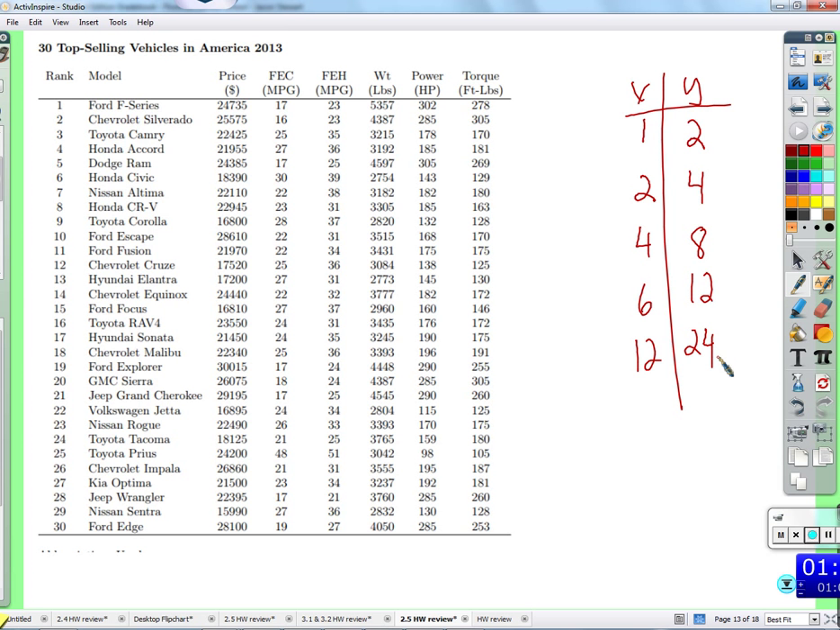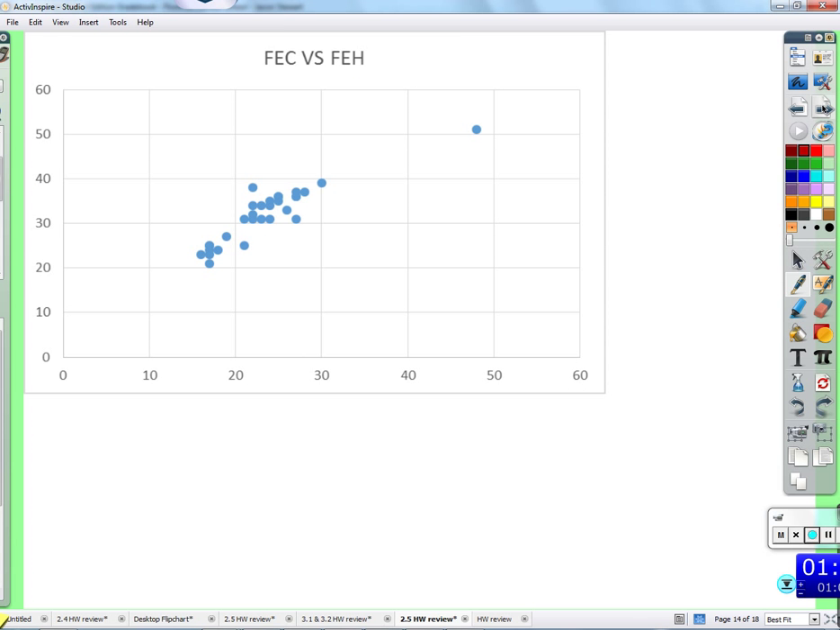First, let's start looking at some different relationships. Here is fuel efficiency, city and highway. Do they seem to be correlated to each other? There seems to be some kind of relationship, some predictability between fuel efficiency, city, and fuel efficiency, highway.